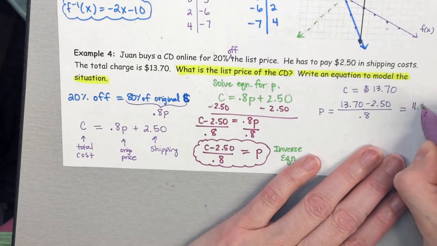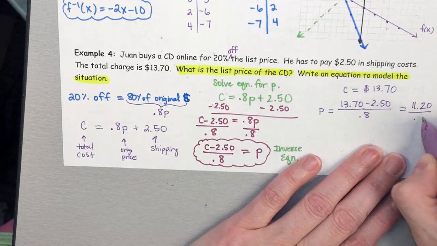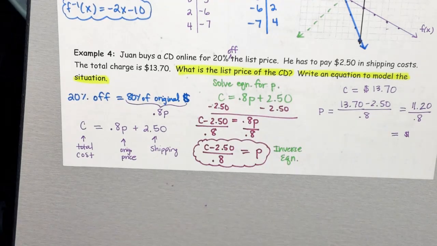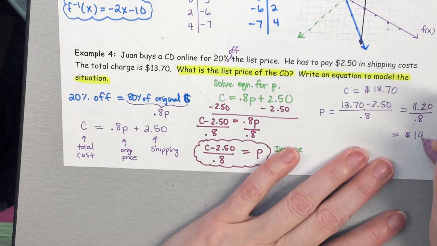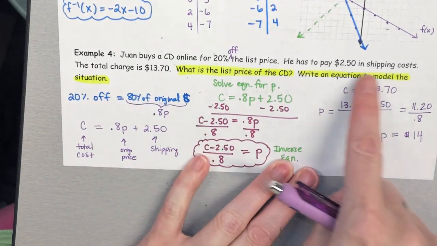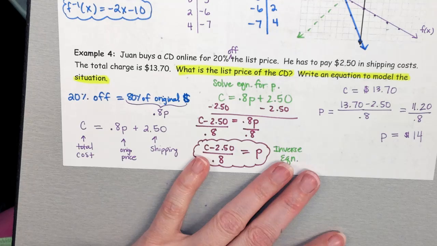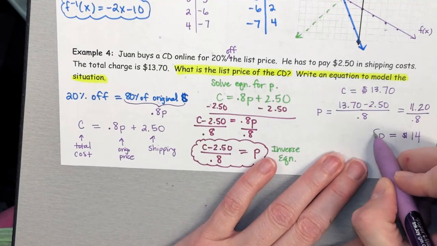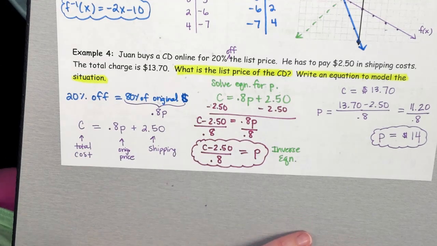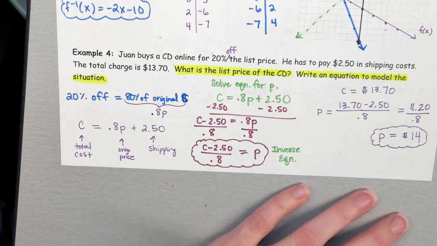Okay, so we're going to do $11.20 divided by 0.8. And I don't know what you get. 14, great. Okay, and then just make sure that this is a reasonable price. So the total charge was $13.70, but that includes the $250. Okay, so if it was 20% off with the shipping, that does seem reasonable.